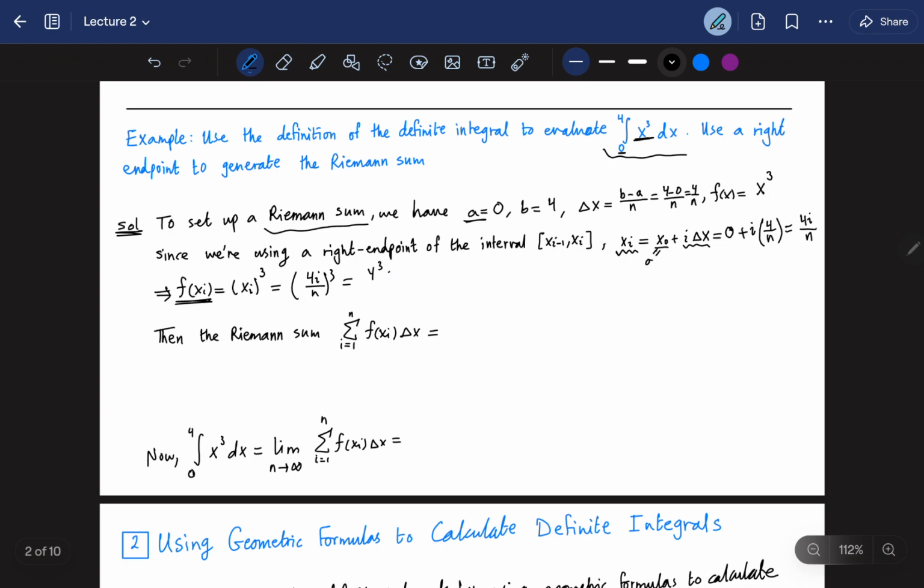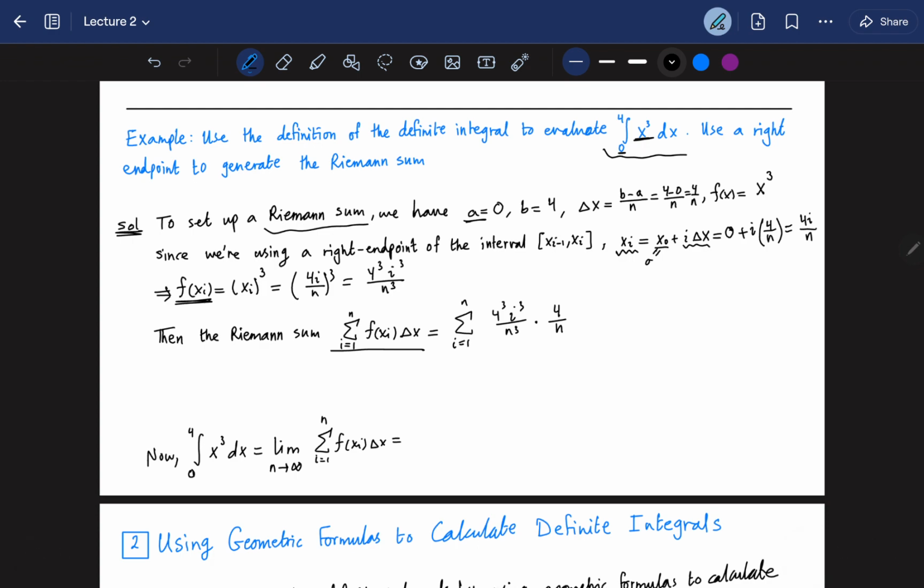We're going to get 4 cubed i cubed over n cubed. So now the Riemann sum, I know it has this formula, so I'm just going to substitute things in it. So this is the summation from i equals 1 to n of 4 cubed i cubed over n cubed multiplied by 4 over n.